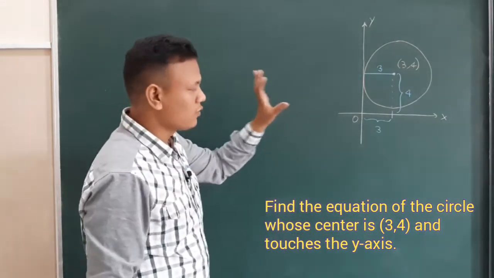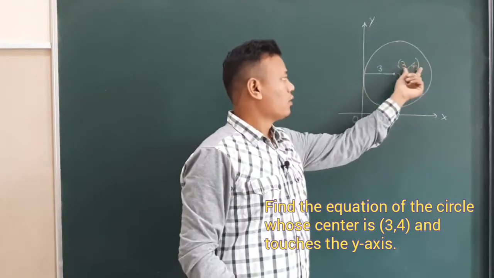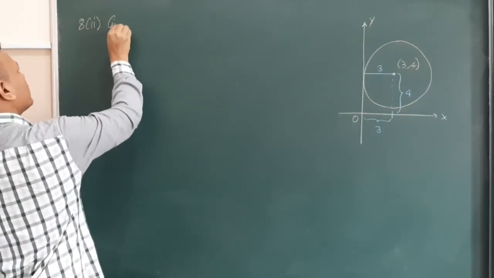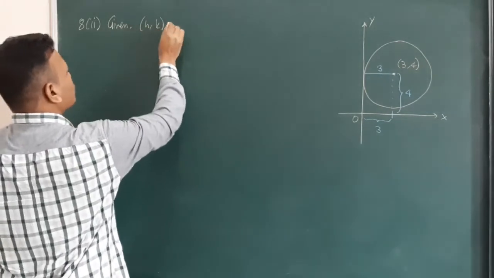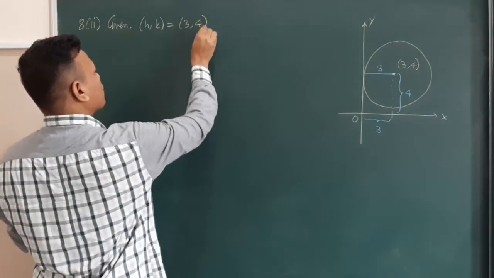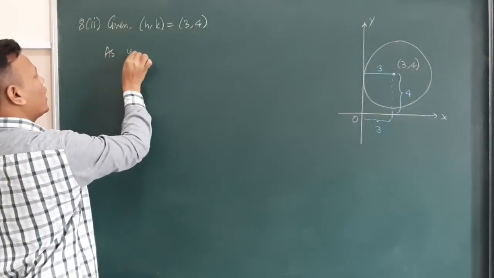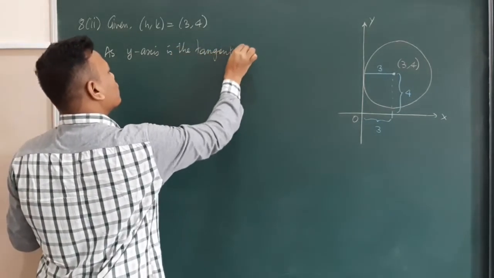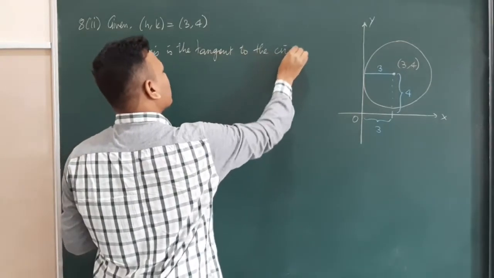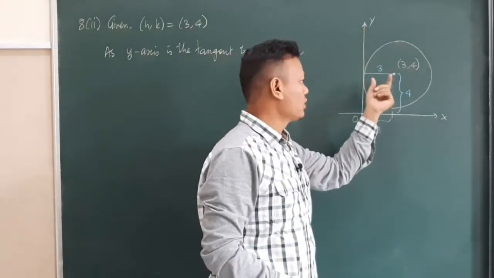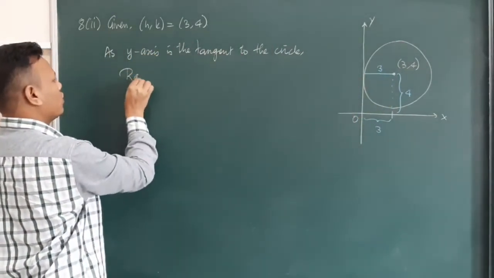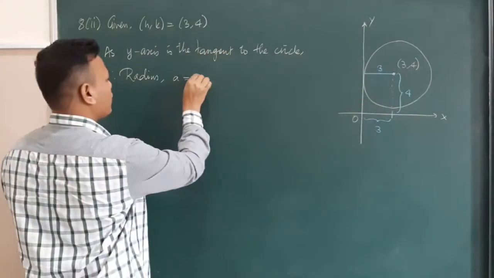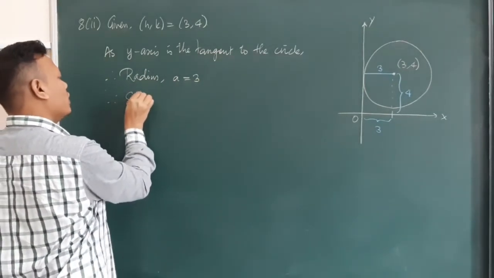So the solution is very simple now. My radius is 3, center is 3 comma 4, so we'll be able to find the equation. Given is h comma k equals 3 comma 4. As the y-axis is the tangent to the circle, the radius a will be equal to 3.